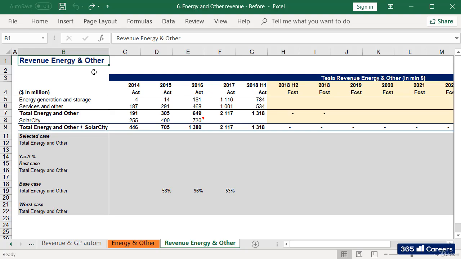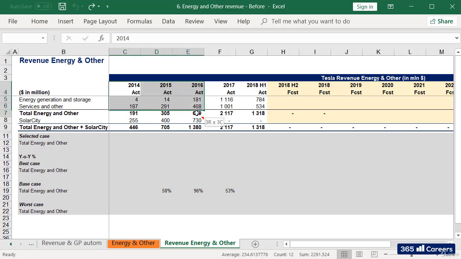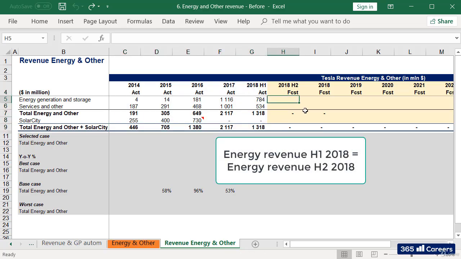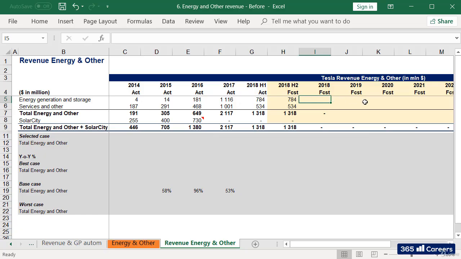Time to forecast Tesla's revenues from energy generation and storage, as well as other services. The historical data we have is up until the first half of 2018. I'll assume that Tesla's revenues from energy generation and services in the second half of the year will be equal to the company's revenues in the first half of the year. Of course, the sum of revenues in the first half of the year and revenues in the second half of the year gives us full-year revenues for 2018.